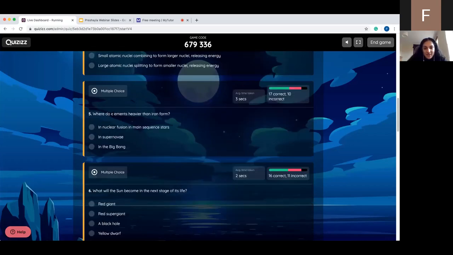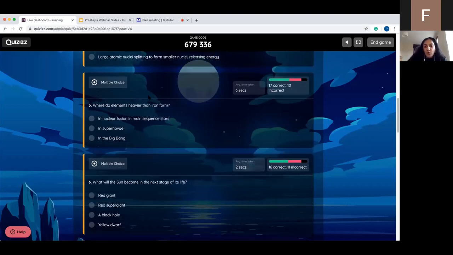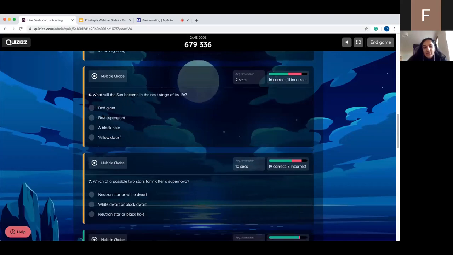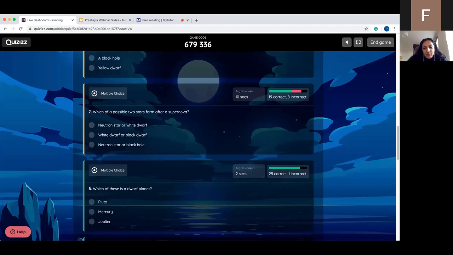Where do elements heavier than iron form? They form in supernovae, and the reason for this is because elements heavier than iron need much more energy to form, and that energy can only be found in a supernova, not in a normal star. What will the sun become in the next stage of its life? I did mention this briefly, but the sun will become a red giant. Which of a possible two stars form after a supernova? After a supernova, it will either become a neutron star or a black hole.